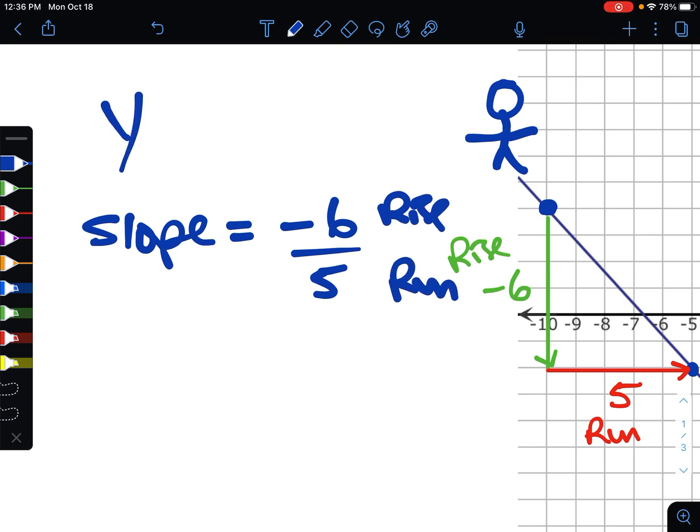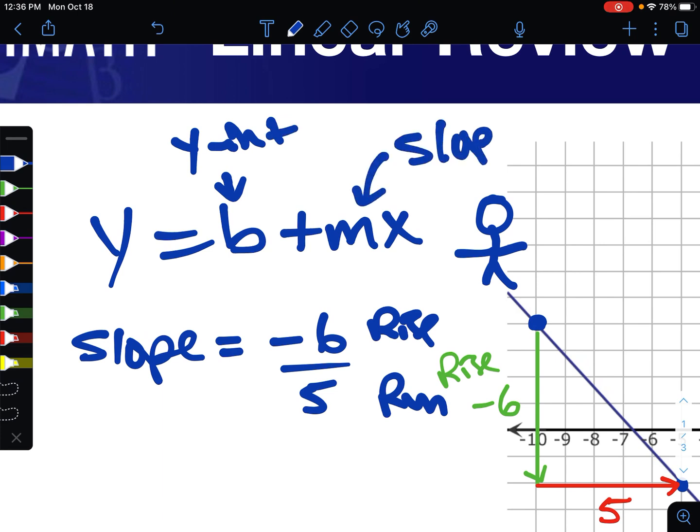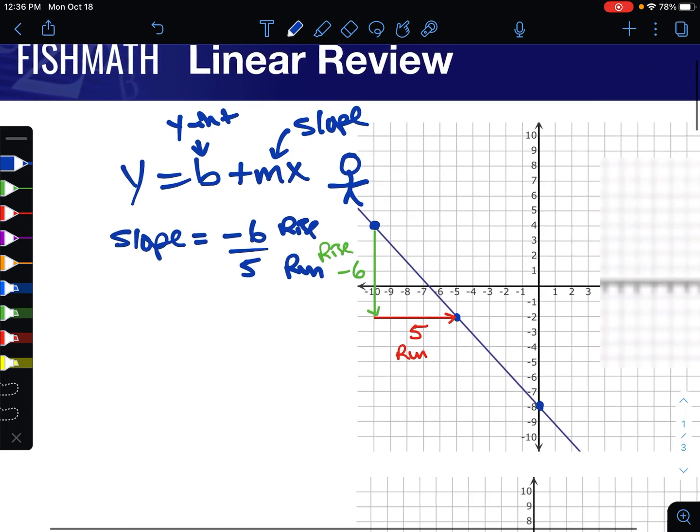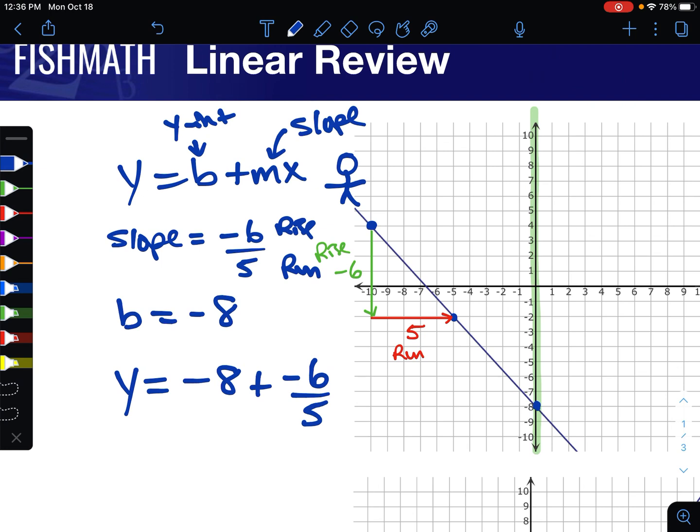And then for our equation, it's always y equals b plus mx. B is where it begins. That's the y-intercept. And m is how it moves. That's the slope. So our y-intercept is where it crosses the y-axis. If you look at the y-axis here, the line crosses there at -8. So our b value is going to be -8. Then the equation is y equals -8 plus -6 over 5x. But of course, we don't need a plus and a minus there. You could just do y equals -8 minus 6 over 5x.